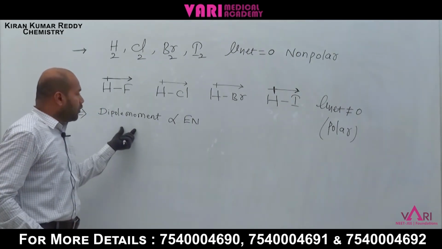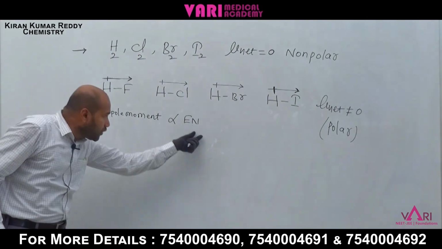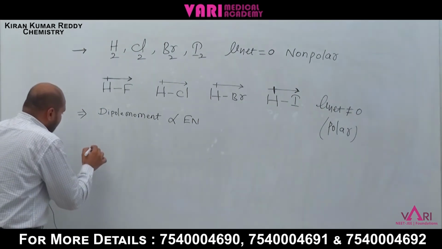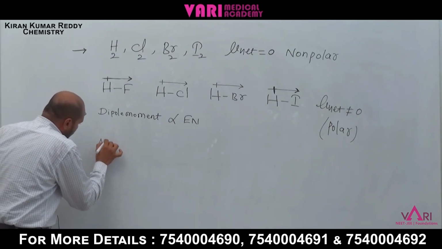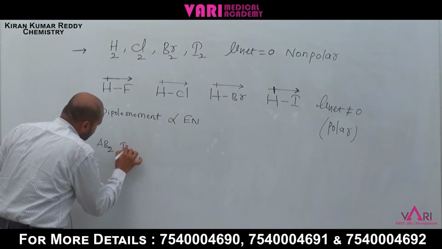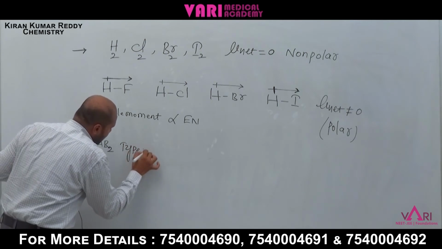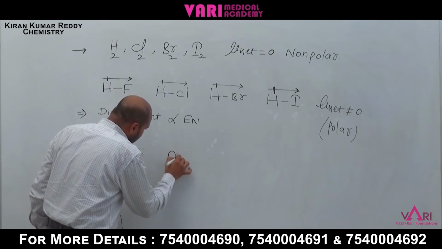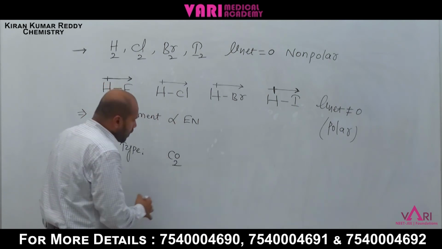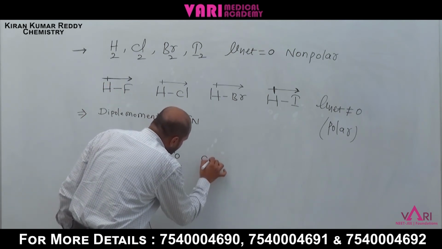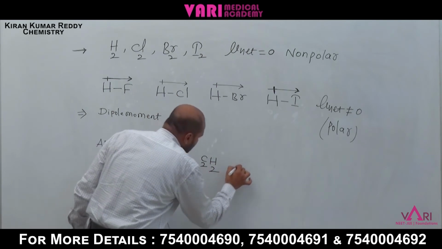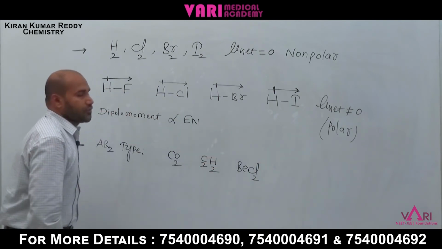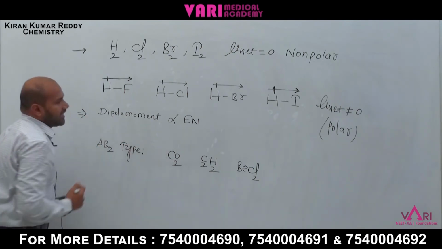Remember, dipole moment is directly proportional to electronegativity. Now I am taking AB2 type molecules. Examples: CO2, C2H2, and BeCl2. First, take carbon dioxide.